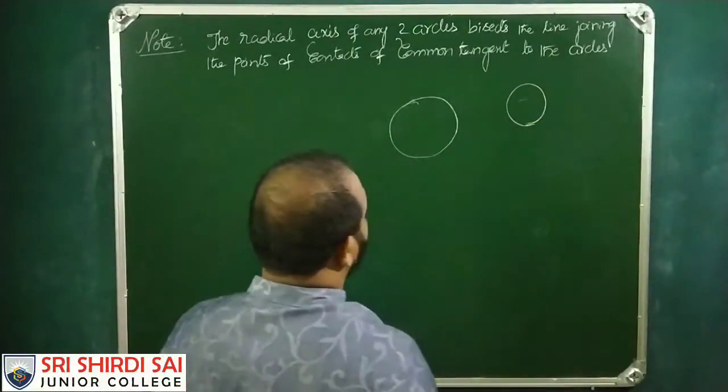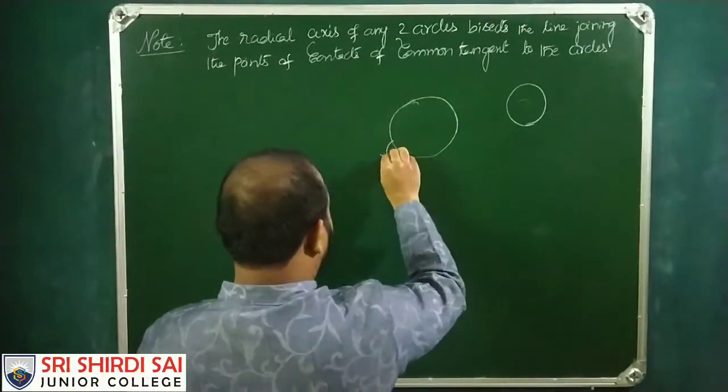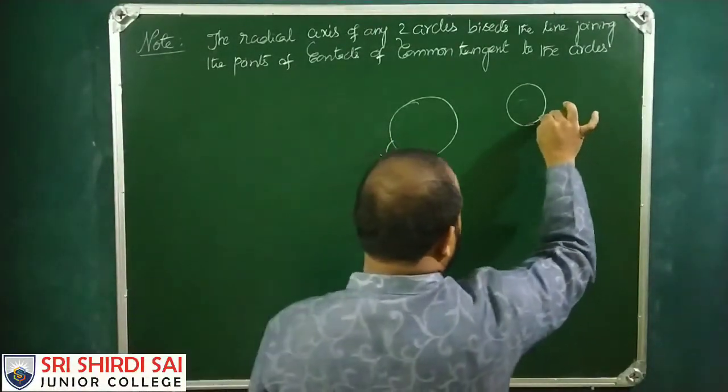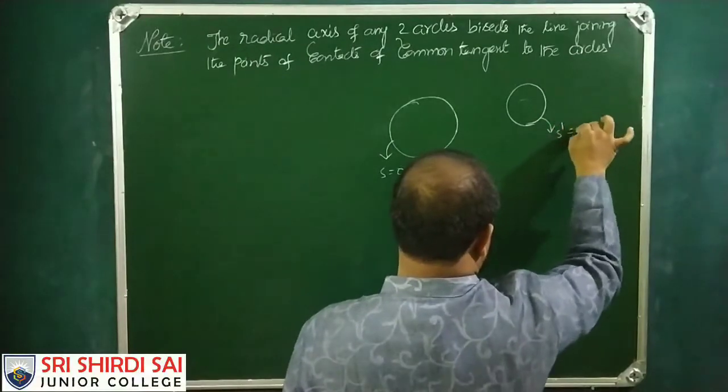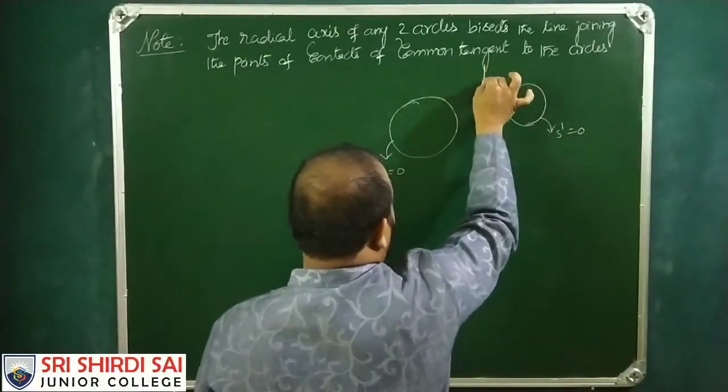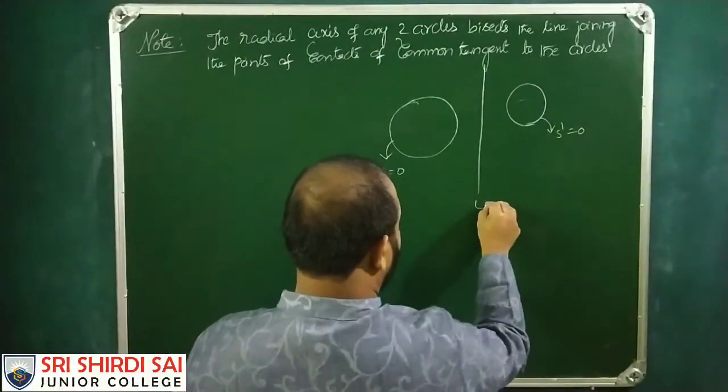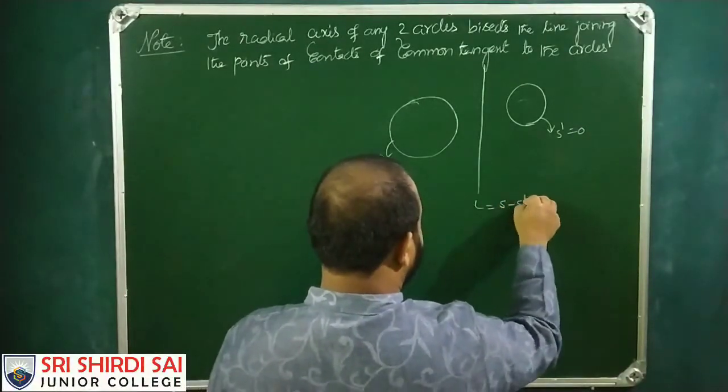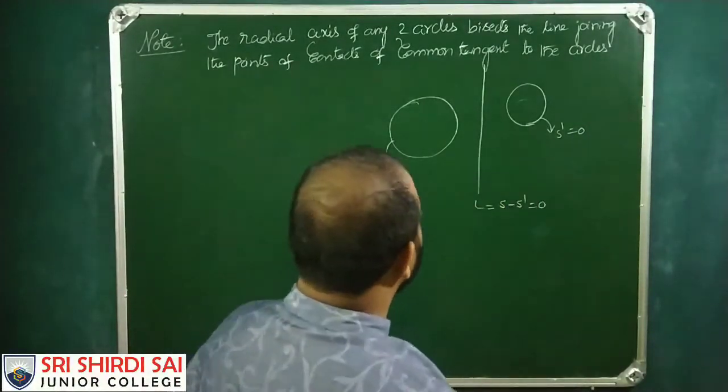Okay, so this is S equals 0 and this is S dash equals 0. This is the radical axis of both of them. So what is this? L equals S minus S dash equals 0.